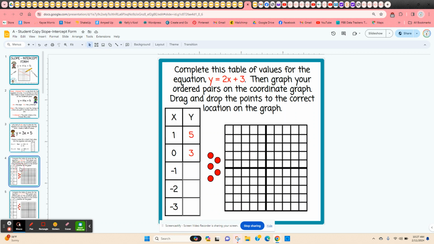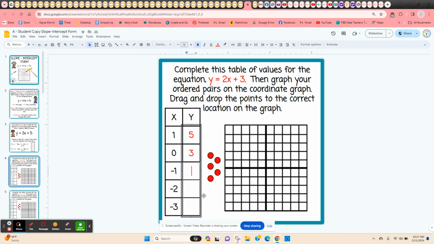So on the next two slides, students are going to do that. So they're going to create their table of values. They're given an equation. If x is 1, they just have to replace x with 1 and solve for y. So if x is 1, y is 5. If x is 0, y is 3, and so on. And they just have to type in the answers here.